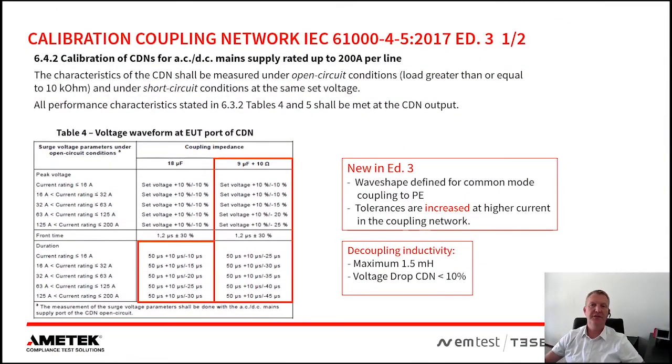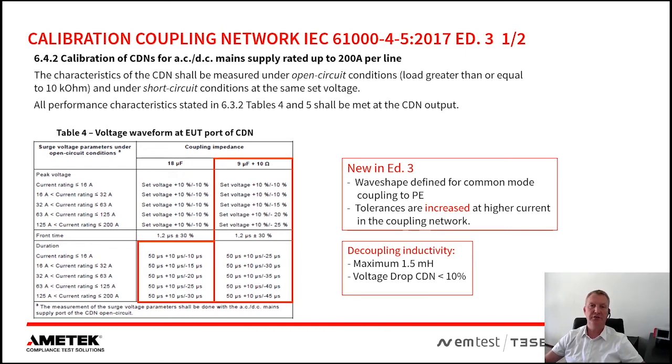Edition 3 specifies the characteristics for coupling-decoupling networks up to 200 amps. As you can see in table 4, this current range is divided into 5 different classes at 16, 32, 63, 125 and 200 amps. The wave shape is defined for common mode coupling against earth, and the wave shape shall be measured in open circuit as well as short circuit situation.